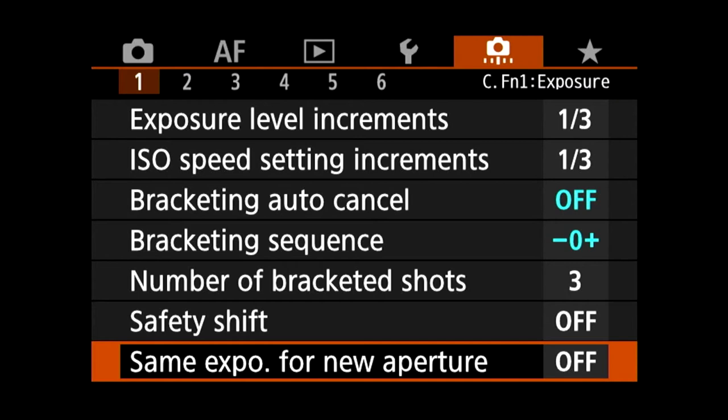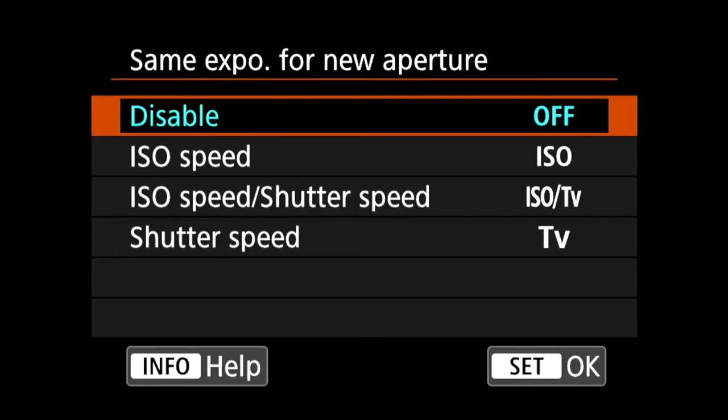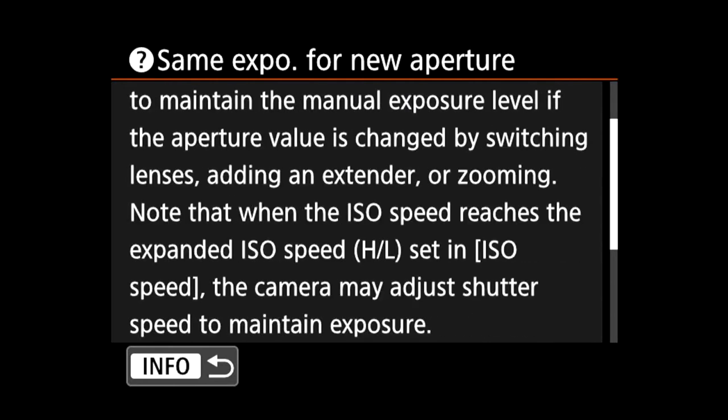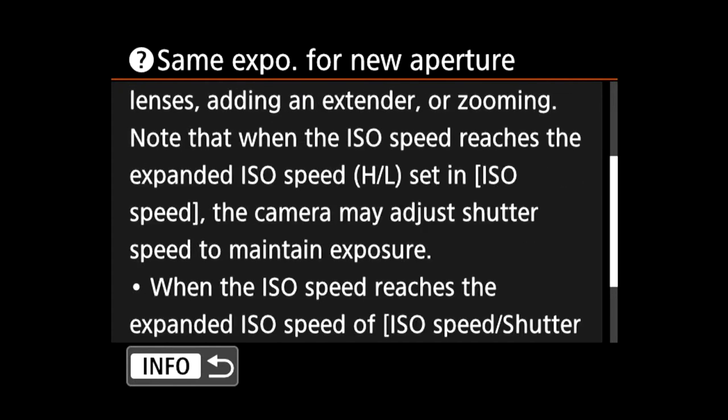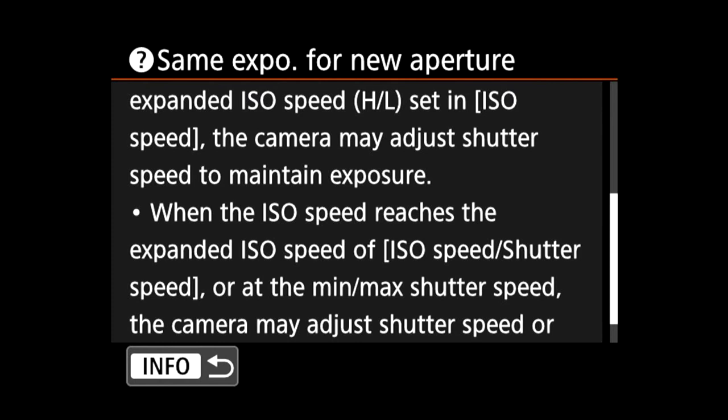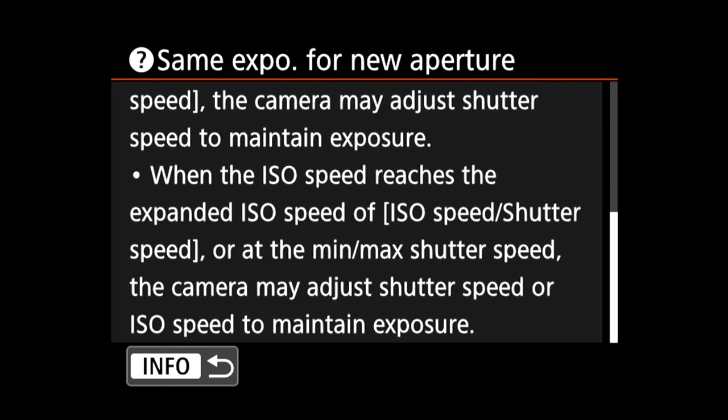Okay, so same exposure for new aperture is the last item on tab one. And again, I'll hit the info button so you can read this as well. In manual exposure shooting, ISO and shutter speed are automatically adjusted to maintain the same exposure level if the aperture value is changed by switching lenses, adding an extender, or zooming. Note that when the ISO speed reaches the expanded ISO speeds, the camera may adjust shutter speed to maintain exposure. When the ISO speed reaches the expanded ISO speed or the min-max shutter speed, the camera may adjust shutter speed or ISO speed to maintain a good exposure.